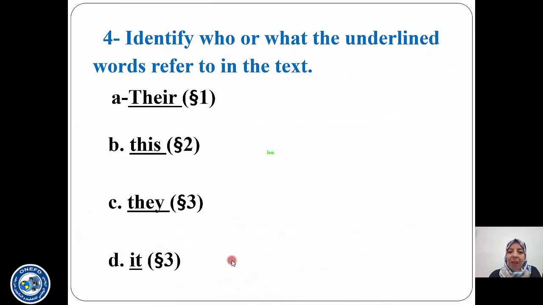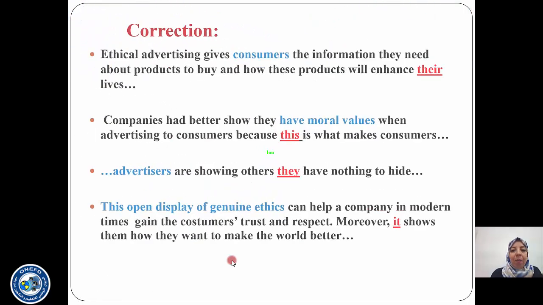Another activity in comprehension, always, this is the reference words. Okay, so reference words are very important because they help us in the comprehension of the text. So the reference words given are there in paragraph 1, this in the second paragraph, they in the third paragraph, it in the third paragraph also. So let's see these pronouns or this demonstrative also in the sentences where they appear.